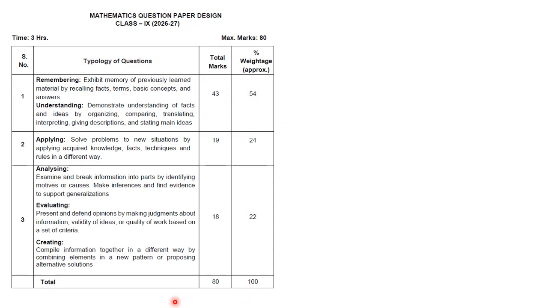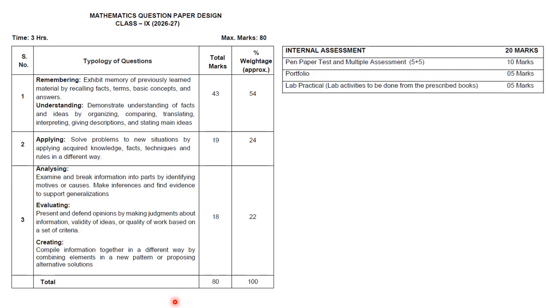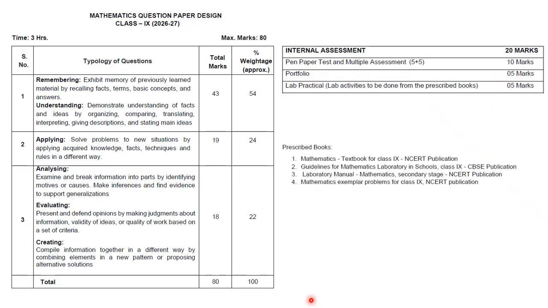This is the weightage. Now, internal assessment you already know. 10 marks, pen paper test, multiple assessment, then portfolio, then lab practical, that's 5 marks.